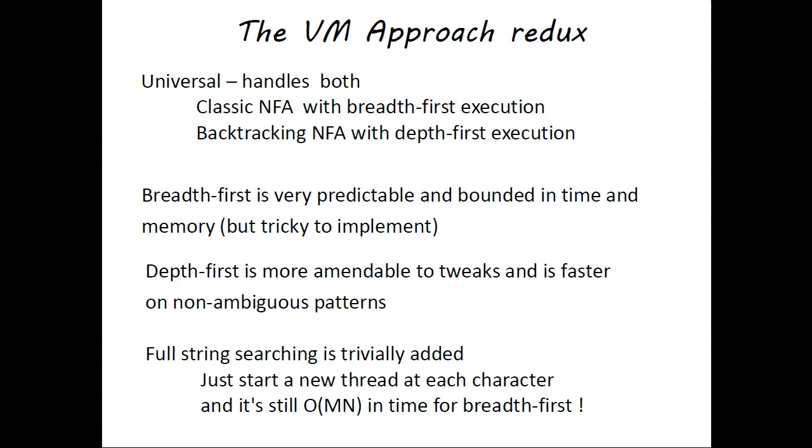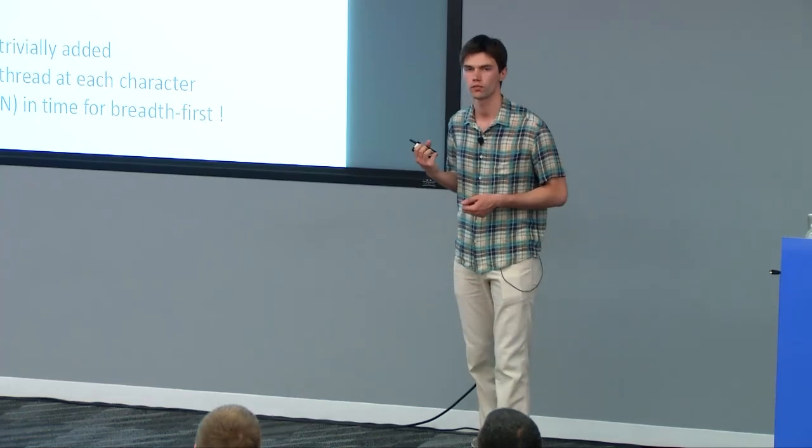To summarize what we just saw, the virtual machine approach allows us to express two kinds of matching engines. One is backtracking, another one is breadth first, the so-called Thompson machine. Breadth first is very predictable. It has guaranteed time complexity, but it's a bit tricky to implement. The tricky point is merging the threads, like we just saw. It's easy to say that threads are equivalent, but it takes a bit of programming to figure this out, a data structure to keep track of which thread stays where at each step.